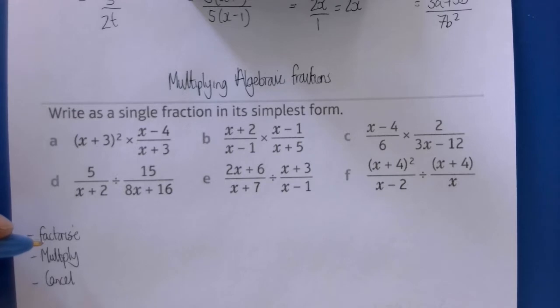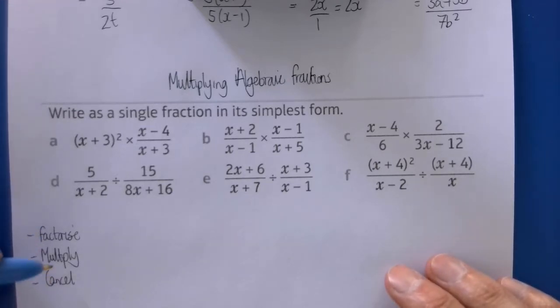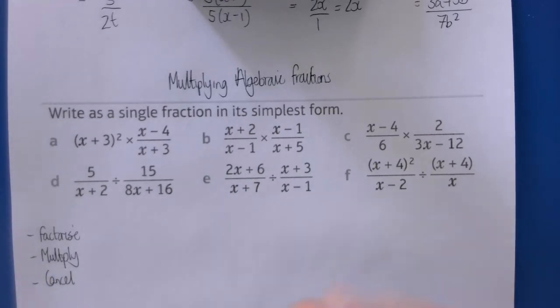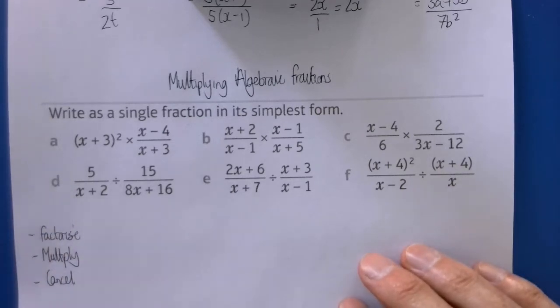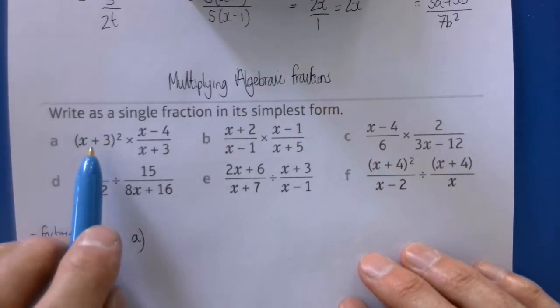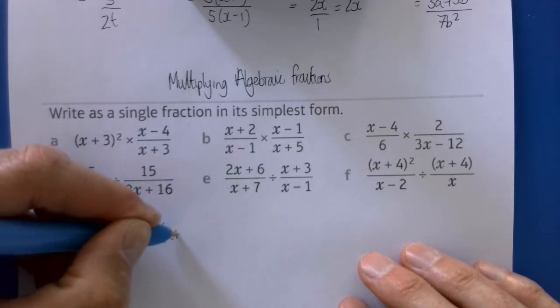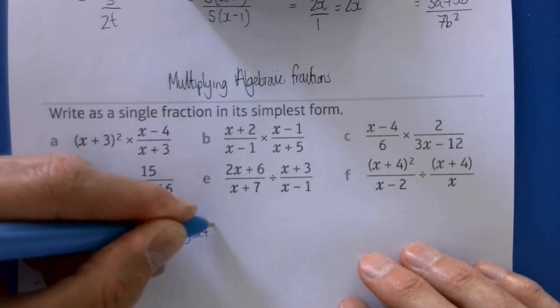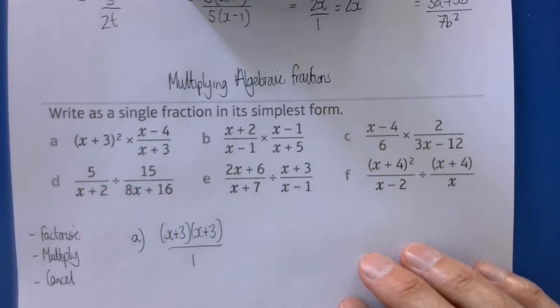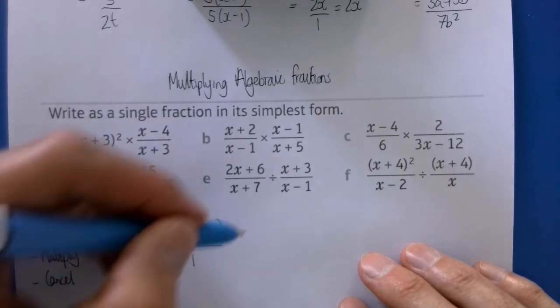Factorize, multiply, and then cancel. Sometimes we can do factorizing, sometimes we can't, but we check that we can do it first. Some of you will actually do these 2, multiply and cancel, the other way around, but that's the way I'm going to do them today. So here we go. Part A. There's no way I can factorize anything here, but I'm going to rewrite the top as a fraction. x plus 3 squared is x plus 3 times x plus 3, and no fraction, so I'm just going to write it as over 1.